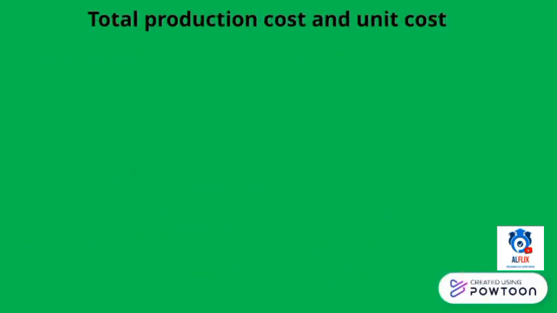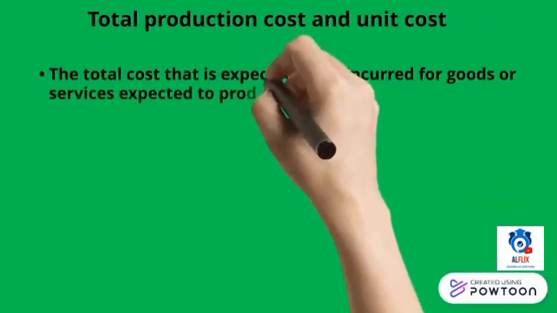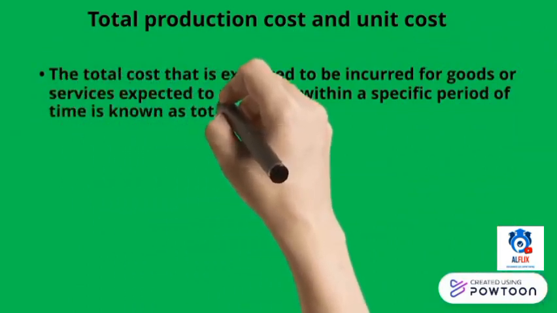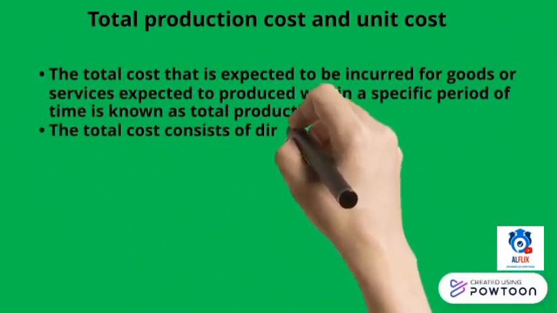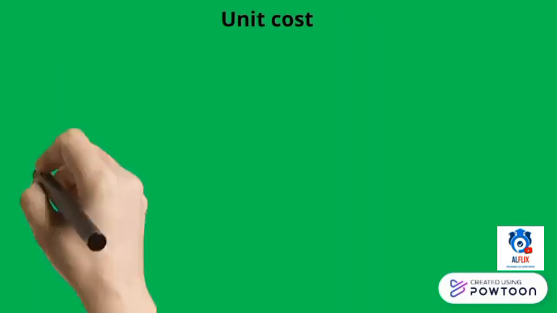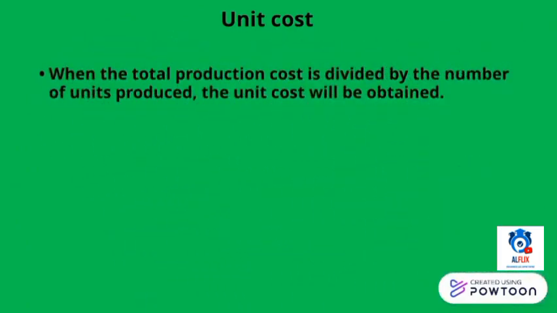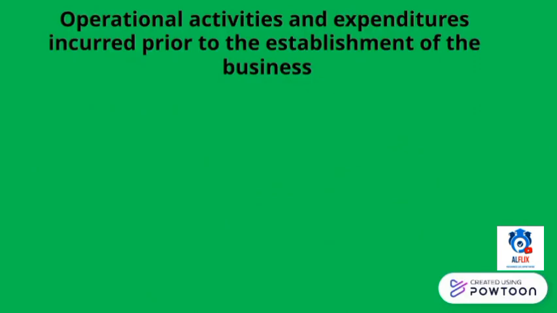Total production cost and unit cost: the total cost that is expected to be incurred for goods or services expected to be produced within a specific period of time is known as total production cost. The total cost consists of direct cost and indirect cost. Unit cost: when the total production cost is divided by the number of units produced, the unit cost will be obtained. Now let's look into a few operational activities and expenditures incurred prior to the establishment of the business.